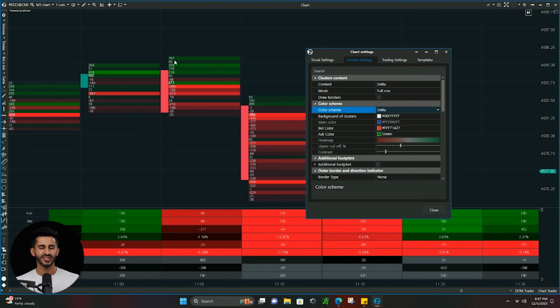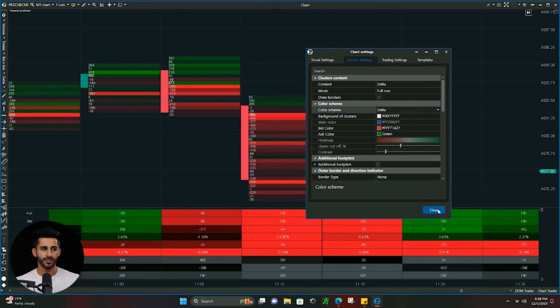See, 167 hit the ask, 69 hit the ask. So the green represents more orders hitting the ask, hence why it's green, and the delta numbers are just representing that. If I see a delta of negative 313 at a certain level, what that implies is that about 313 more orders hit the bid, meaning aggressively sold.